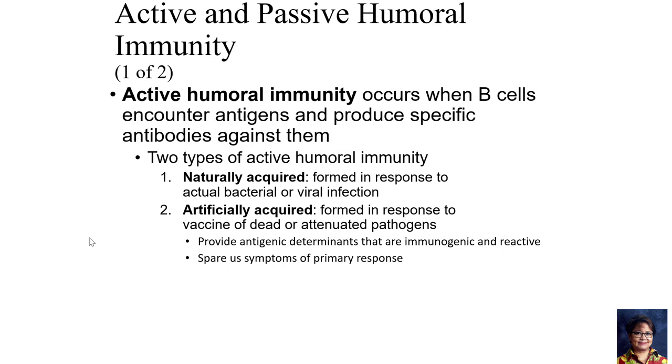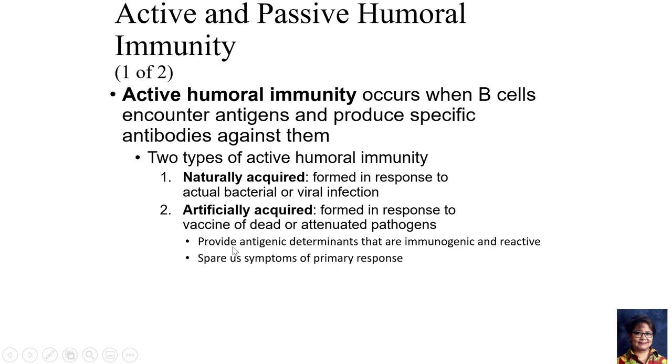So let's take a look at active humoral immunity. Active humoral immunity occurs when the B cell encounters antigen and produces specific antibodies against them. And there are two types of active immunity. One is we call natural acquired. You acquire it as a formed response to an actual bacterial or viral infection. You have to pick up the virus or the bacteria, and you get sick with it and you fight it. That's exactly what natural acquired is.